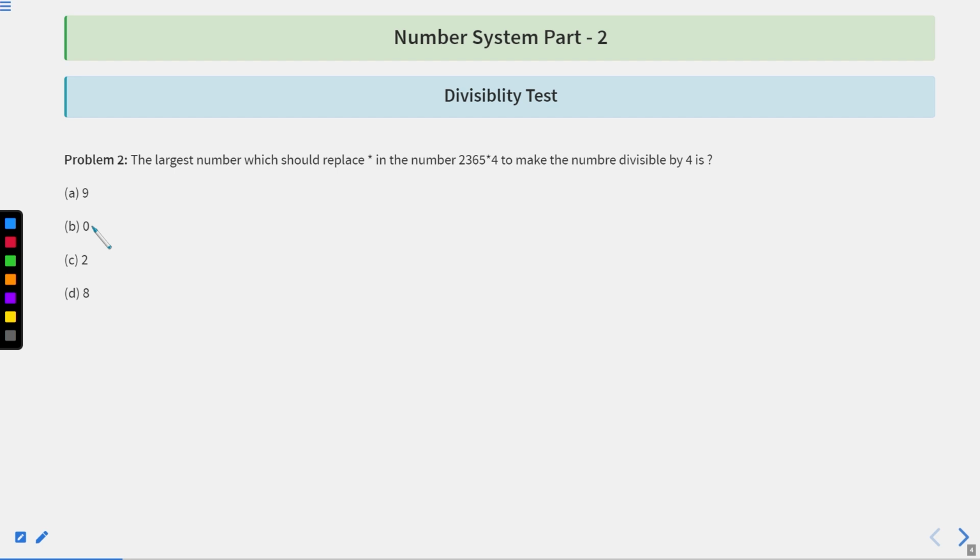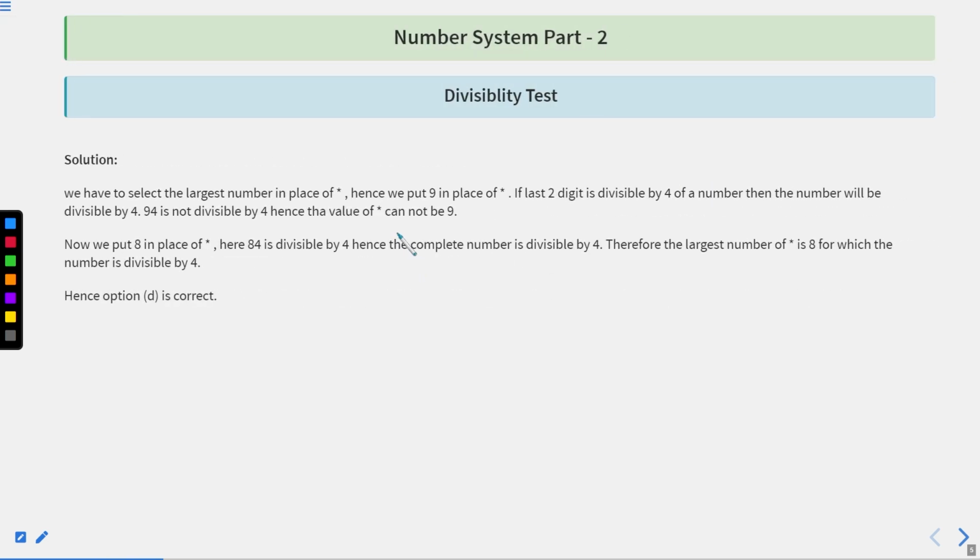Now, problem number 2. The largest number which should replace star in the number 2365*4 to make the number divisible by 4. Let's see the solution. We have to select the largest number in place of star. Hence, if we put 9 in place of star, then for divisibility by 4, we check the last 2 digits: if the last 2 digits are divisible by 4, then the number will be divisible by 4. So 94 is not divisible by 4, hence the value of star cannot be 9.